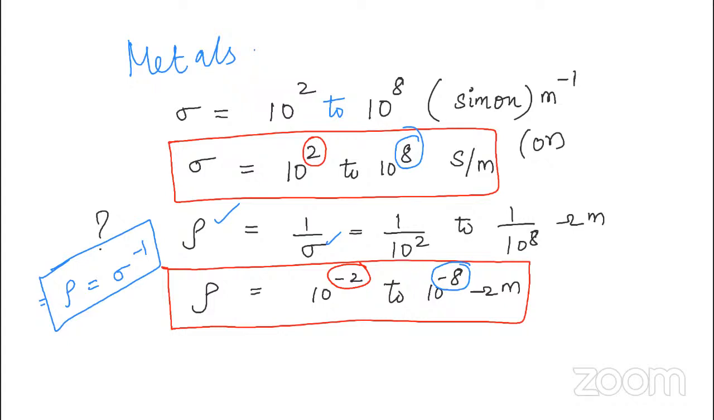Yes, okay, very good. Now the next column, the insulators. Insulators are just the opposite, that's all. Just the opposite of metals. Metals have high conductivity, right? So here it is low conductivity.